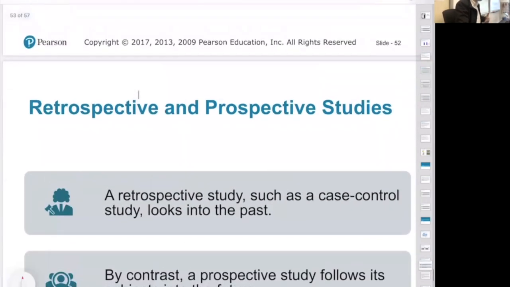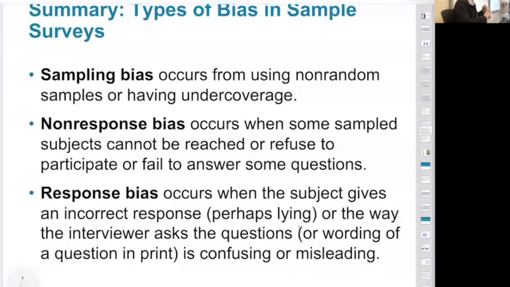And to summarize this chapter, the most important things to know are three things. First, the difference between the experimental design and observational design. Second, you have three sampling methods: simple random sample, stratified sampling, and cluster sampling. The last thing, sampling bias, non-response bias, and response bias. So these are three types of bias, and they all are related to the sampling survey.